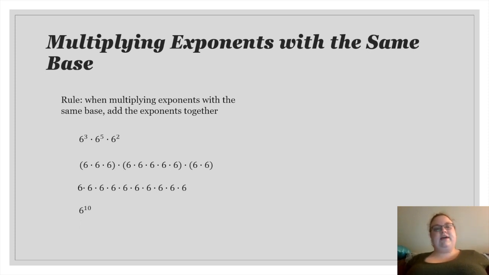So we can go back and think about our rule of when multiplying exponents with the same base, we want to add the exponents together, and we can see that 3 plus 5 is 8, plus another 2 is 10, so we have gotten to the same place as 6 to the 10th. Either way we go about this. So this is what's actually happening. The rule just allows us to do this more efficiently.